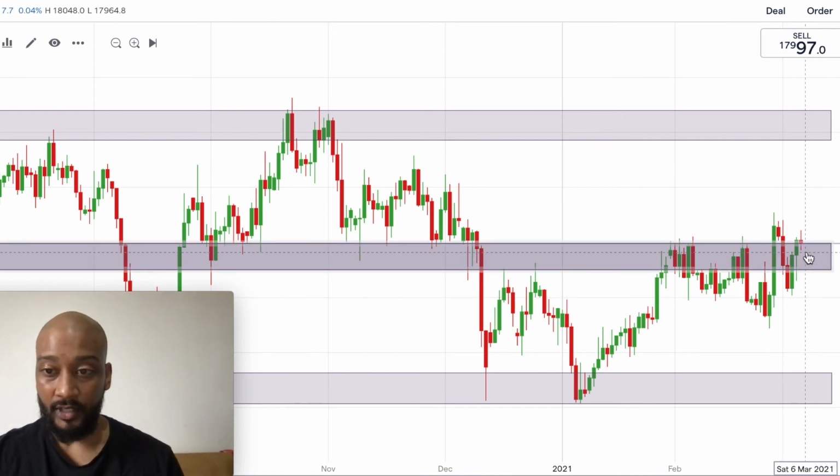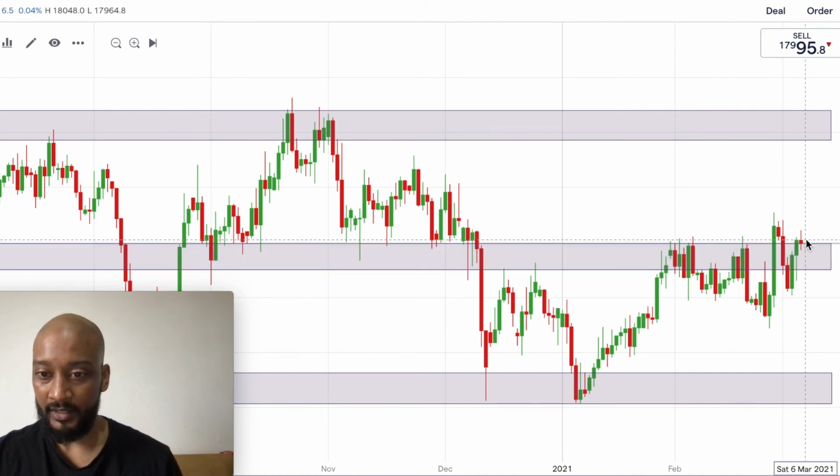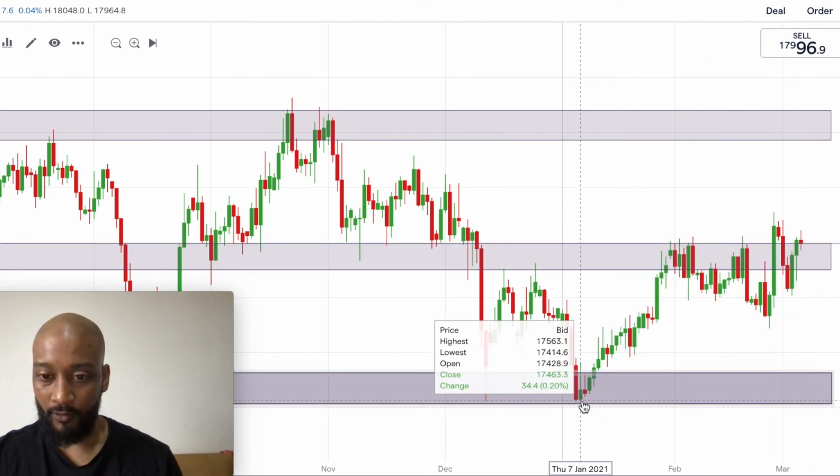For importers, feel free to buy your Aussie dollars at 180. These are still good prices considering we were down at 174 to start the year.